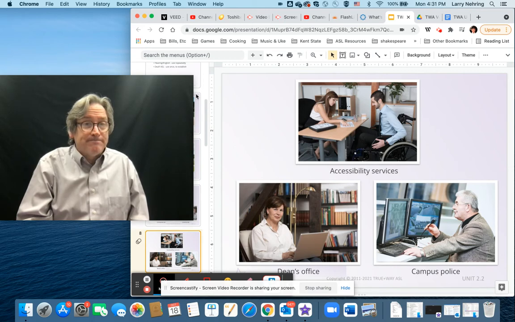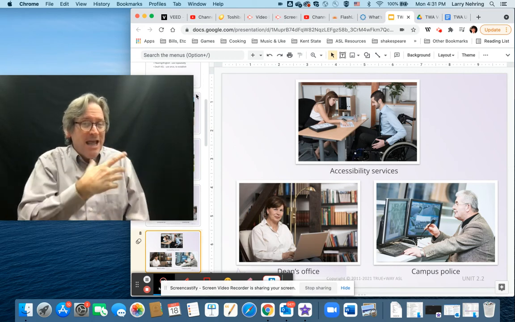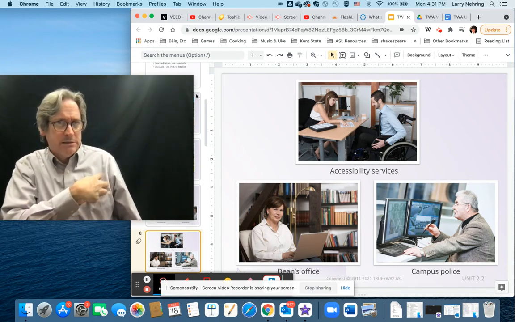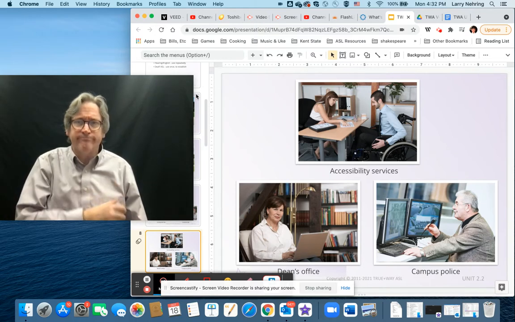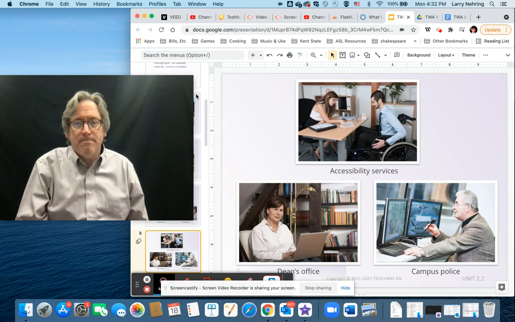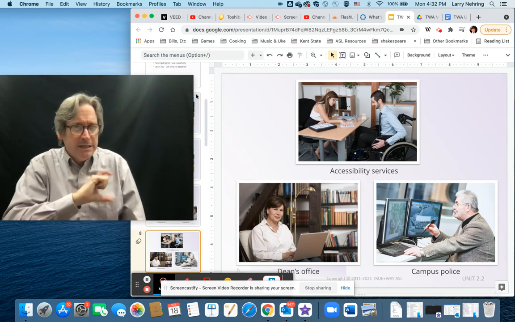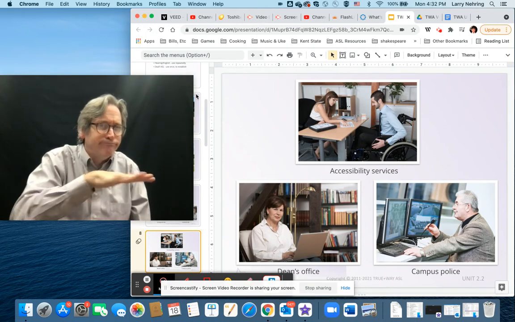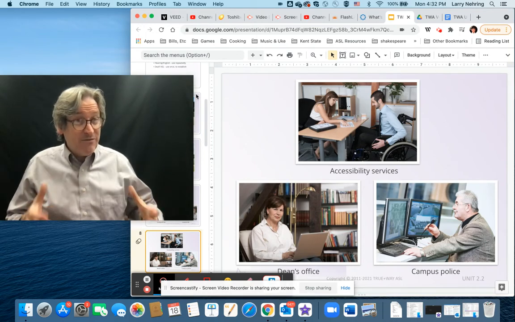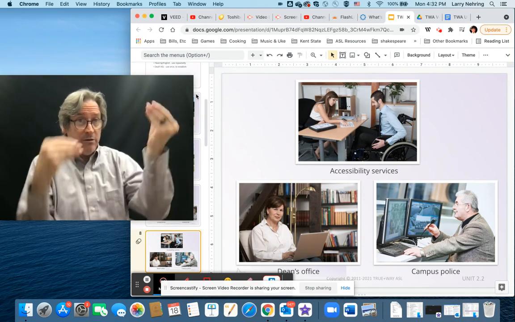Campus police. You do college, and there are a couple different ways to sign police. This is the most generic for badge. You'll see this as well for badge. College, police, or campus.